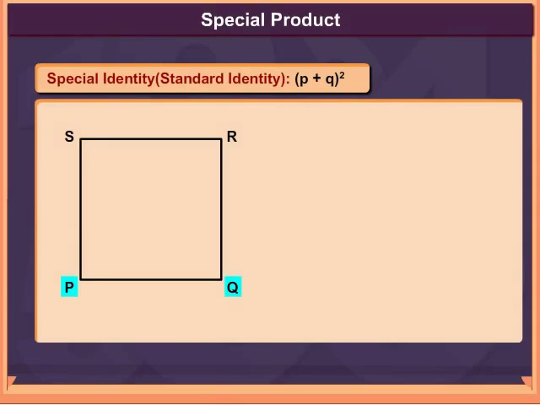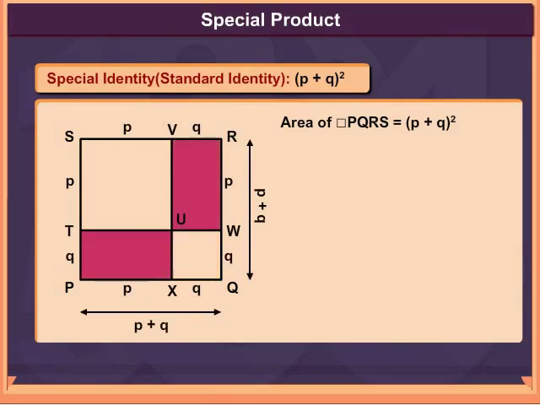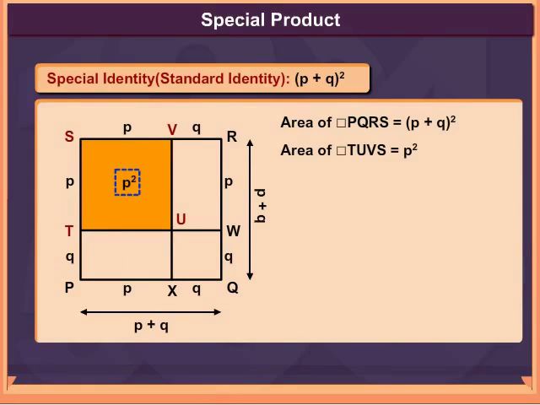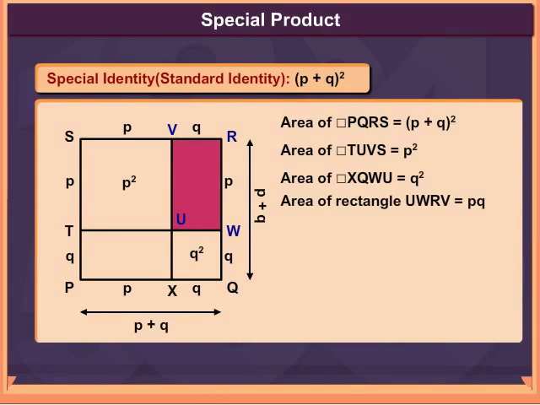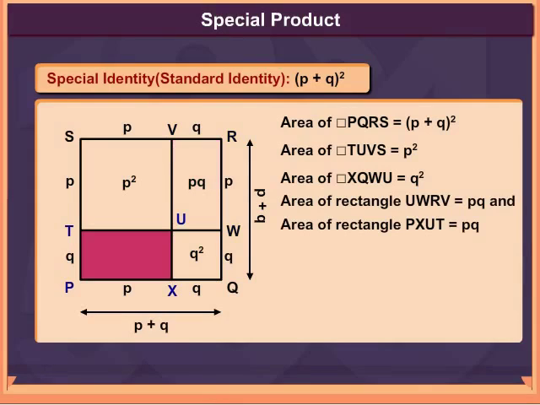Observe that the square PQRS has area equal to (p plus q) whole square, since its side length is p plus q. Now if we divide the square into two smaller squares and two rectangles, the area of square TUVS is p square and the area of square XQWU is q square. Now the area of rectangle UWRV is pq and the area of rectangle PXUT is pq.